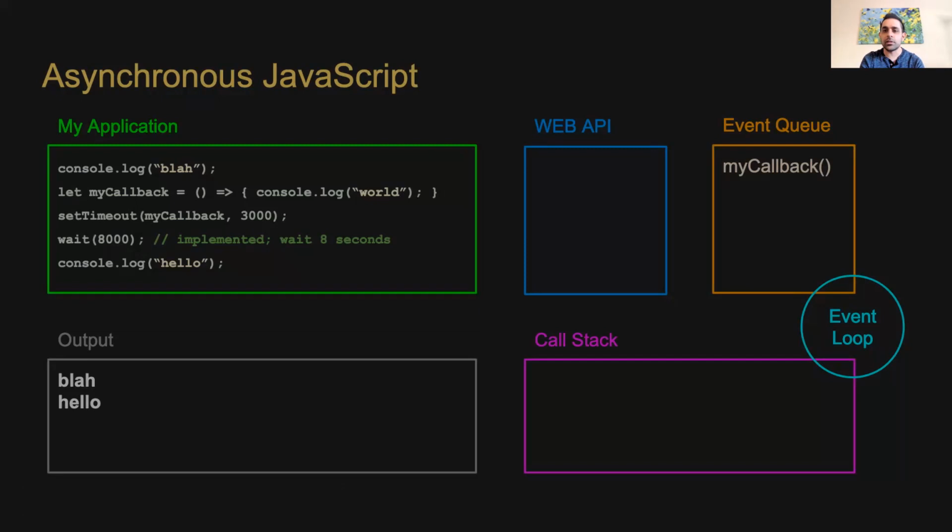So this event loop is constantly checking. It's saying, hey, call stack, are you free? Hey, call stack, are you free? So finally, it gets an answer of yes.